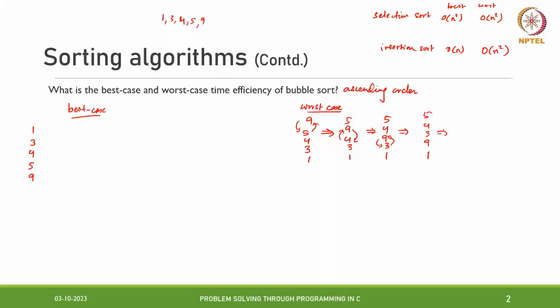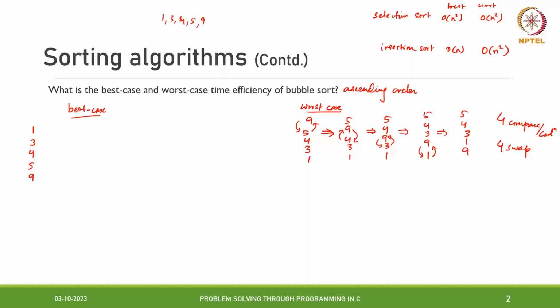And then again we look at 9 and 1 and we switch them. So we compare them and then we switch. So it will become 5, 4, 3, 1, 9. So 9, the heaviest element, went to the bottom. Okay, so what did I do here, how many operations did I do here? I did 4 comparisons and 4 swaps. So I did 4 conditional checks, as I have said earlier, and 4 swaps.